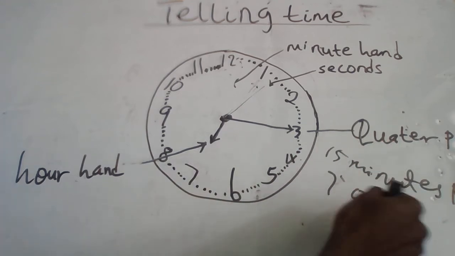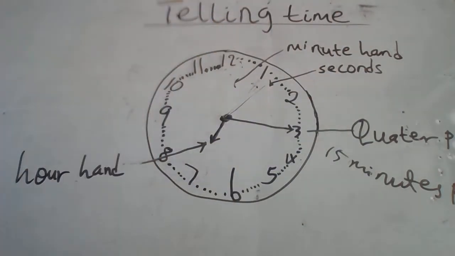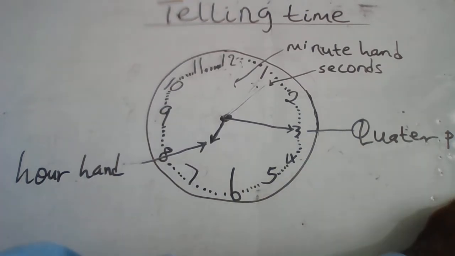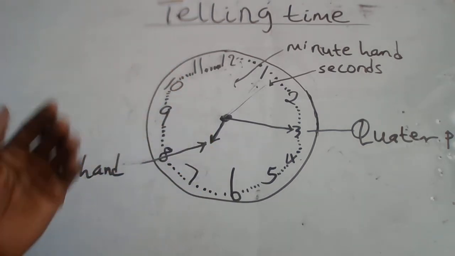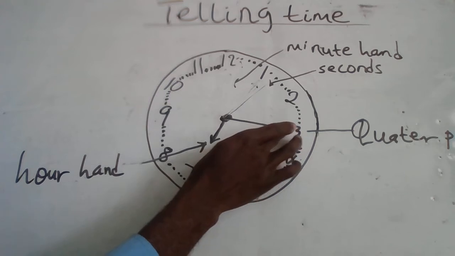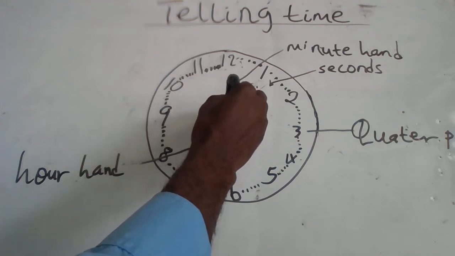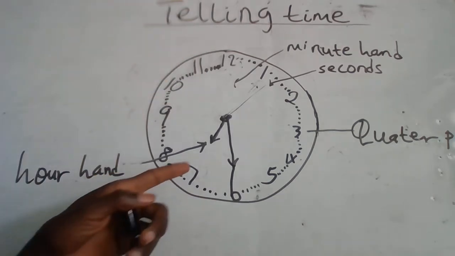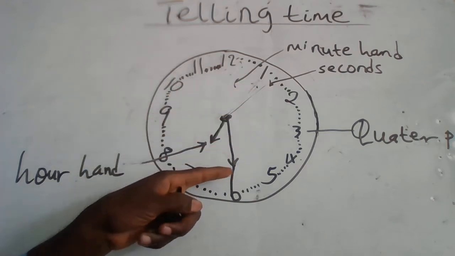All right, so this is it. And then as we have quarter past, we also have quarter to, and we have half past. For example, if the minute hand moves here exactly at 6, we say that we have 30 minutes past 7.